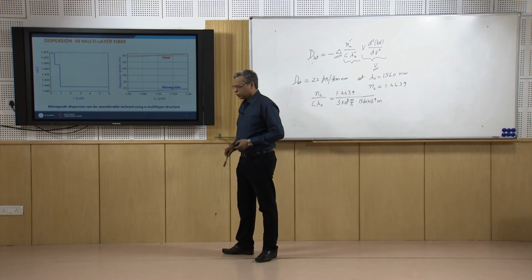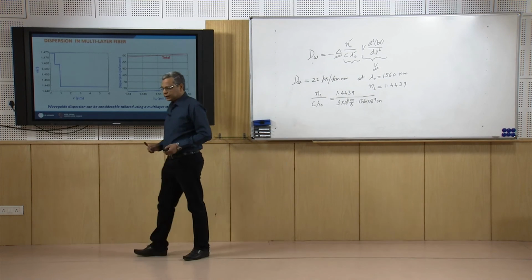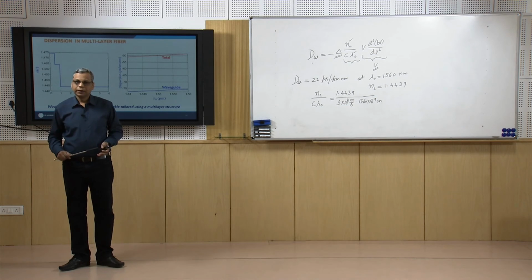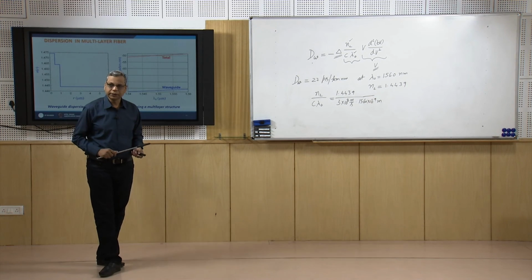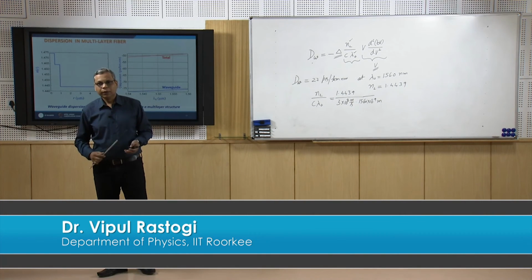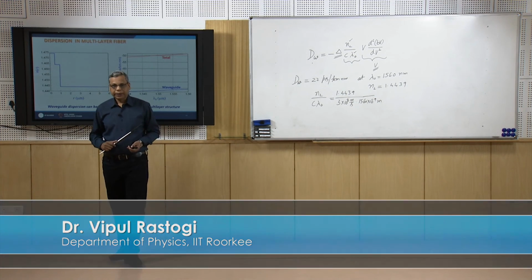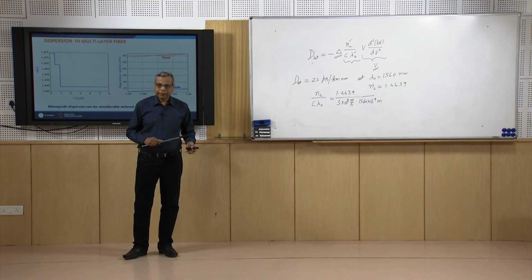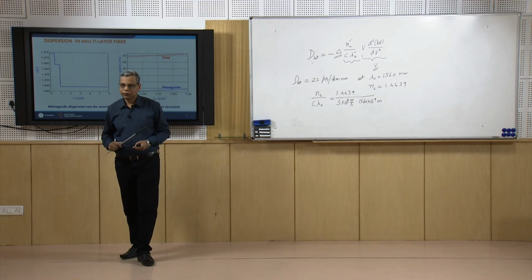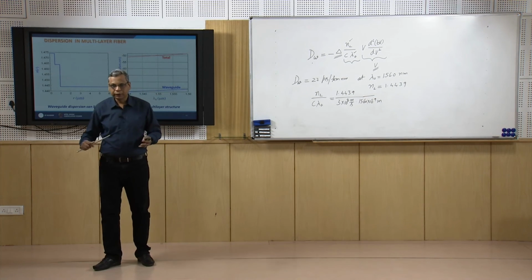So, in this lecture what we had seen is that waveguide dispersion depends upon fiber parameters and the profile of the fiber. So, by changing the fiber parameters and refractive index profile of the fiber, we can tune waveguide dispersion to whatever value we want to a certain extent.